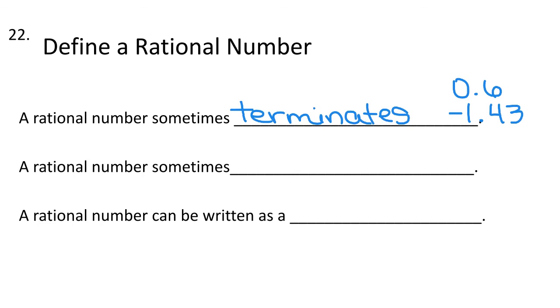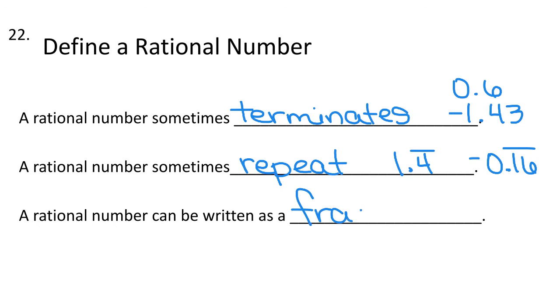A rational number will sometimes repeat. Repeating decimals are also known to be rational. This includes 1.4 repeated or negative 0.16 with a repeated bar over the 16. So rational numbers sometimes terminate and sometimes repeat. But most of all, a rational number can be written as a fraction. A fraction with a non-zero denominator is a rational number.